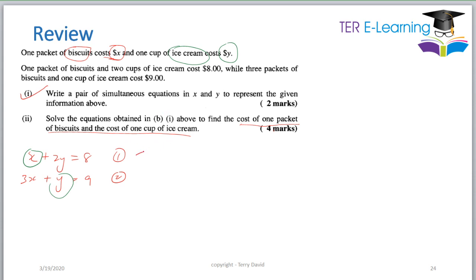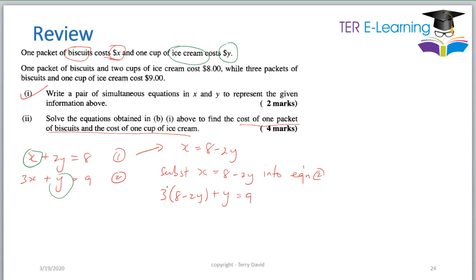So from my first equation, I can say that x is equal to 8 minus 2y. So what we're going to do, I'm going to substitute x equal 8 minus 2y into equation 2. I'm going to substitute x into equation 2. So what that is going to be is 3 multiplied by x, which is 8 minus 2y, plus y equal to 9.